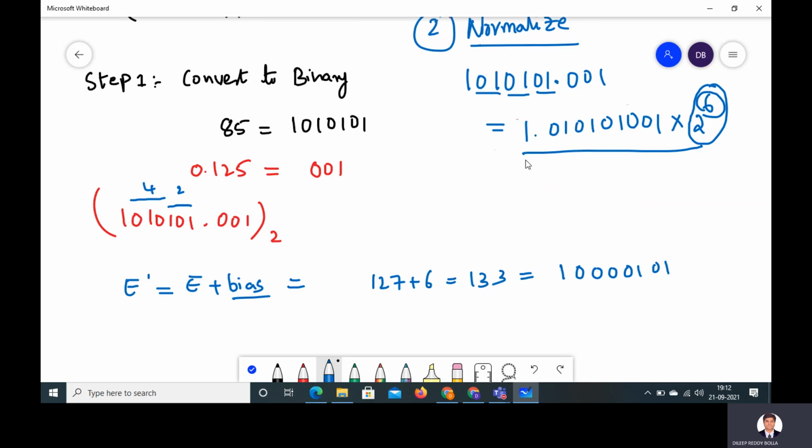Now what about the mantissa part? This is your mantissa part. From here to here, this is your equivalent mantissa part. So the normalized mantissa value, the M value, will be 0101010001. So this way it is. And the remaining values, how many do we have? All these values will be zeros.